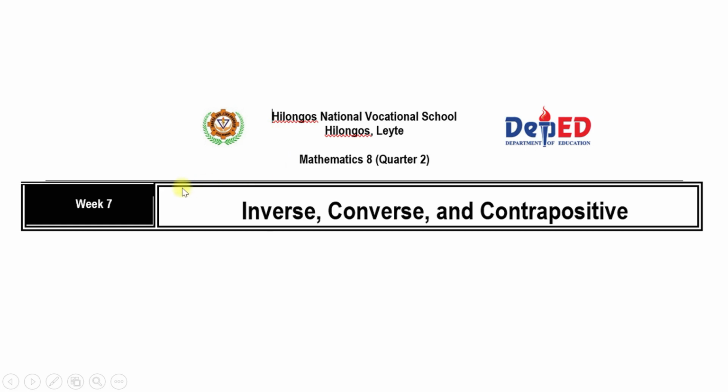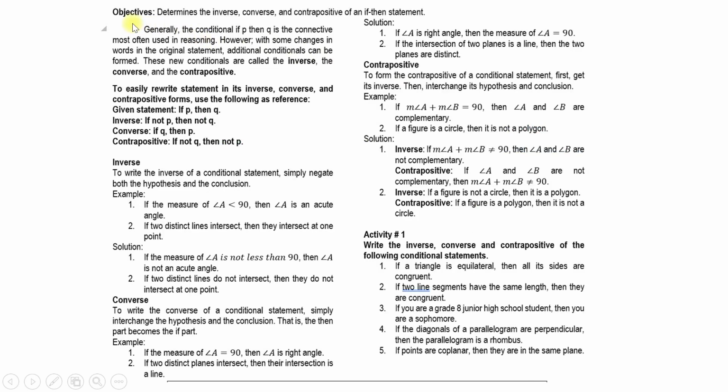Our topic for Week 7 is about inverse, converse, and contrapositive. Here are the objectives: determine the inverse, converse, and contrapositive of an if-then statement.